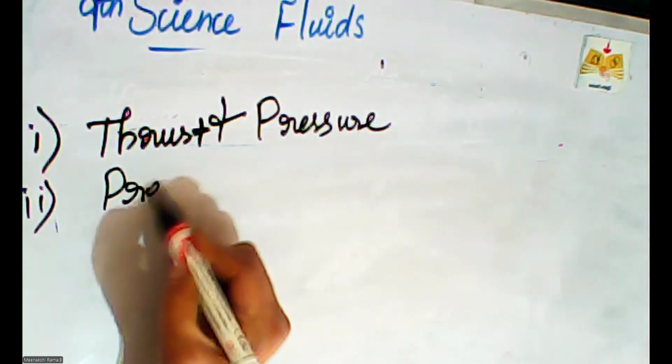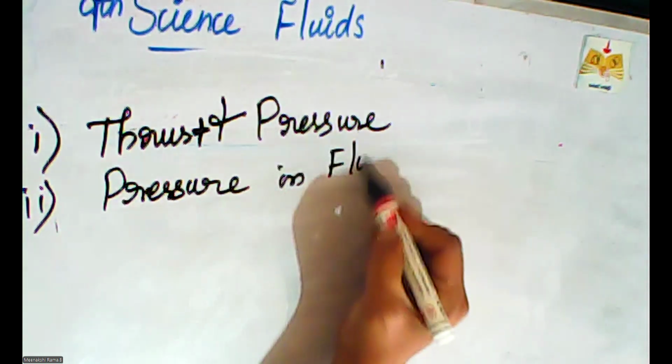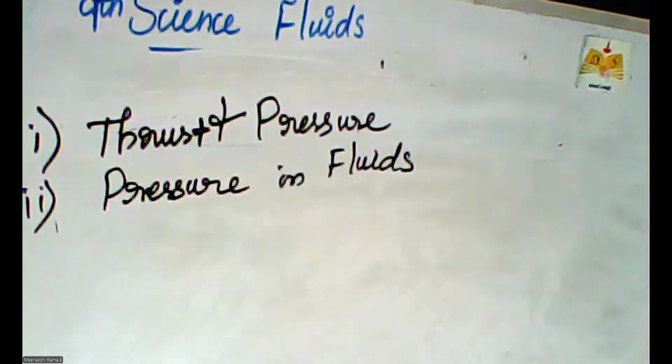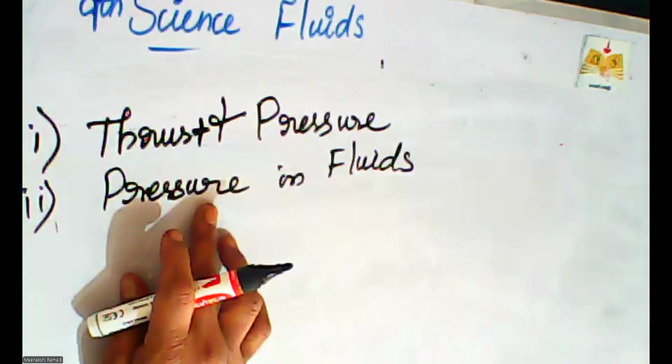The second concept is pressure in fluids. Is there any doubt in this area? What is the pressure of a fluid? Fluid pressure is the total force exerted by the fluid divided by the area over which the force is exerted. That is the formula for fluid pressure. Is this concept clear?